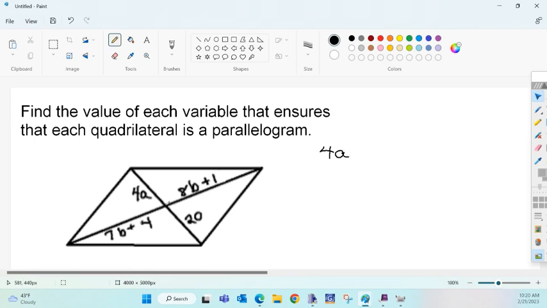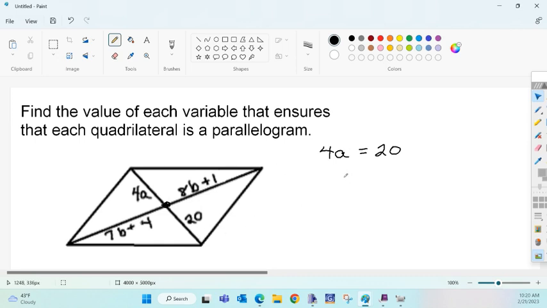Because it's on the same line, and it cuts right down the middle. Not times 2, although there are 2 of them. 4A and 20 are related how? Because if they cut each other in half, this part and this part have to be the same. That's exactly what I wanted you to say. So 4A equals 20.